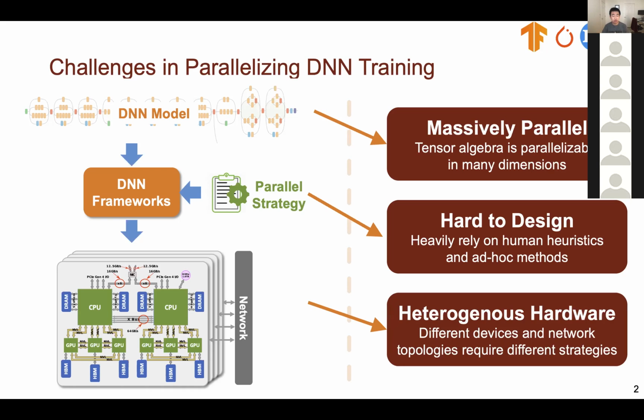And the third challenge comes from the hardware side. If we use different devices or have different network topology across these devices, the underlying hardware may require a very different strategy in order to achieve the optimal performance. And this really makes today's manual design very hard to port to different types of backends.